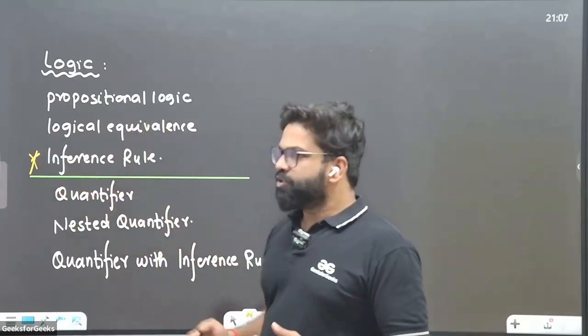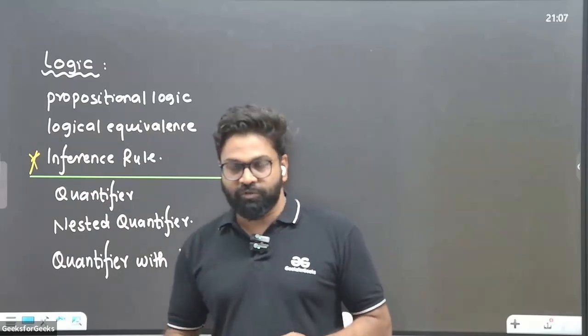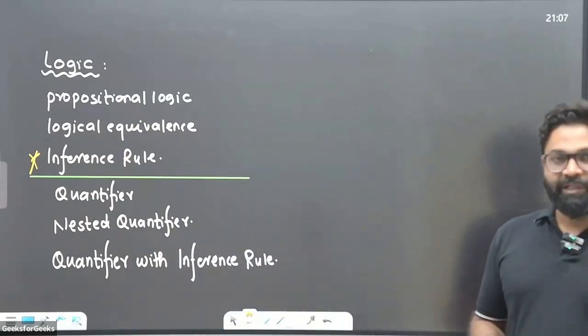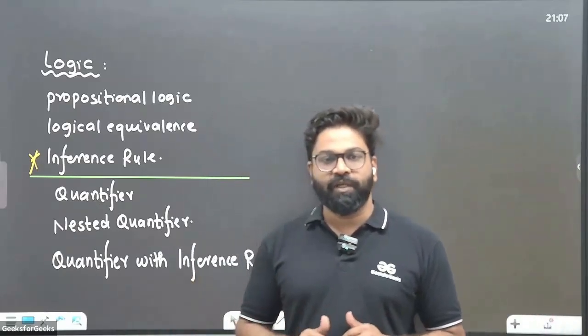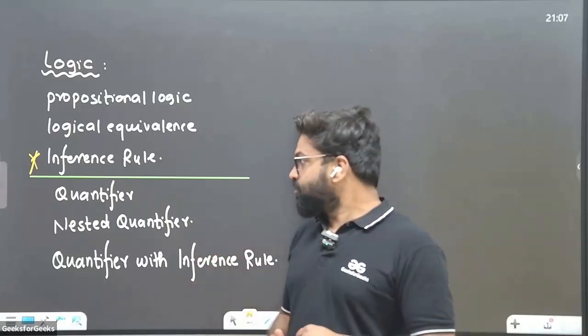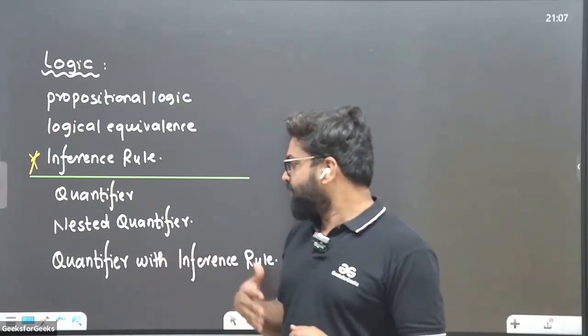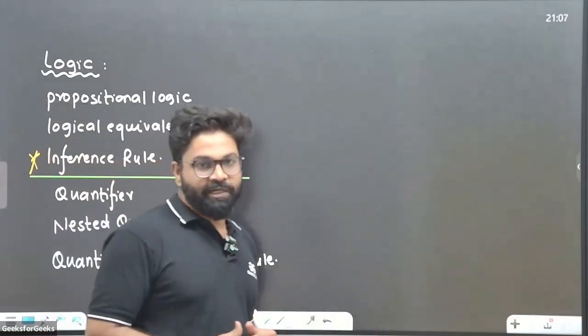Because propositional logic you may have studied somewhere, logical equivalence you may have also studied somewhere, maybe in 11th or 12th, but the inference rule you may not have studied anywhere. So understanding the inference rule is very, very important. And now we are having quantifier, nested quantifier, and then quantifier with inference rule. So this is very, very important related to that.